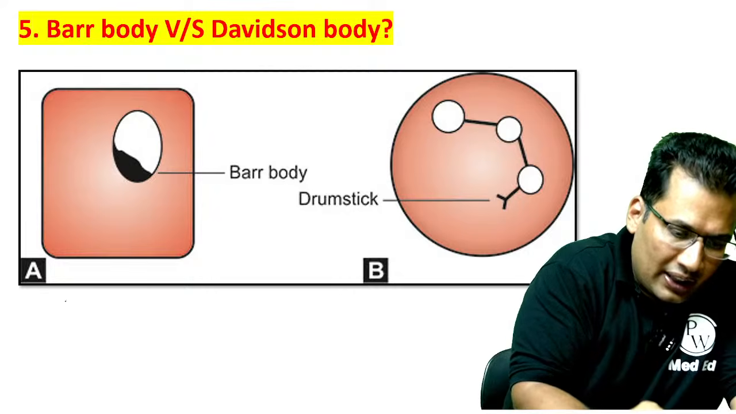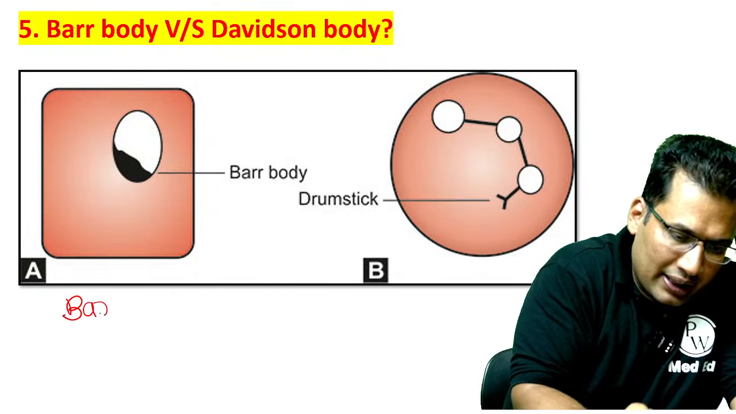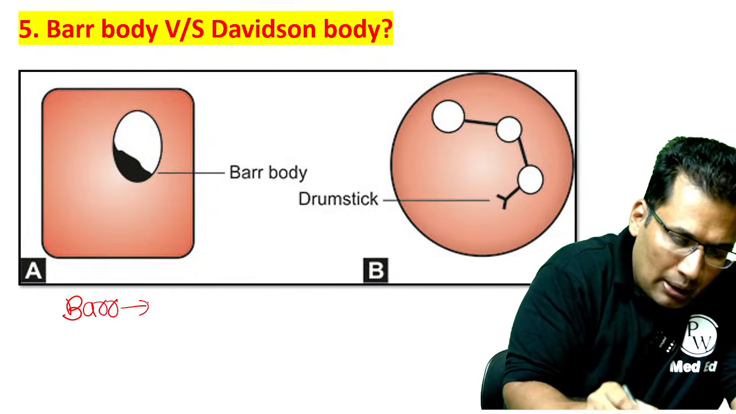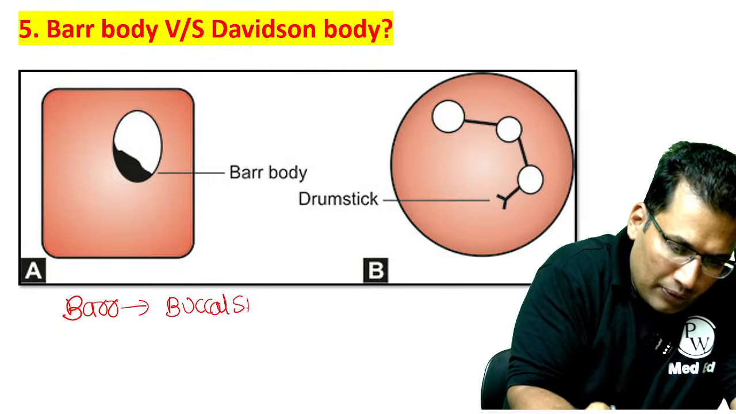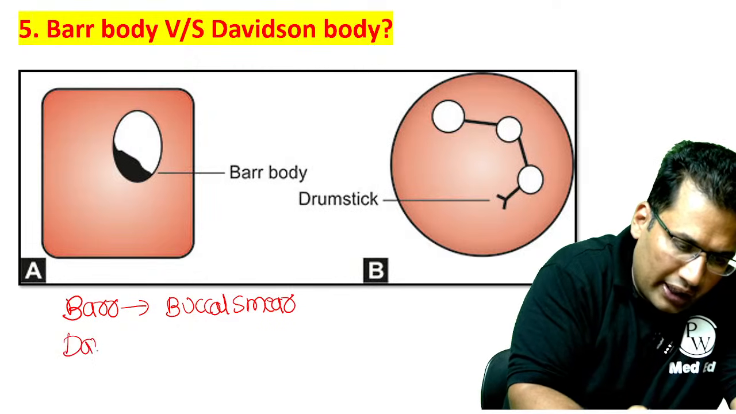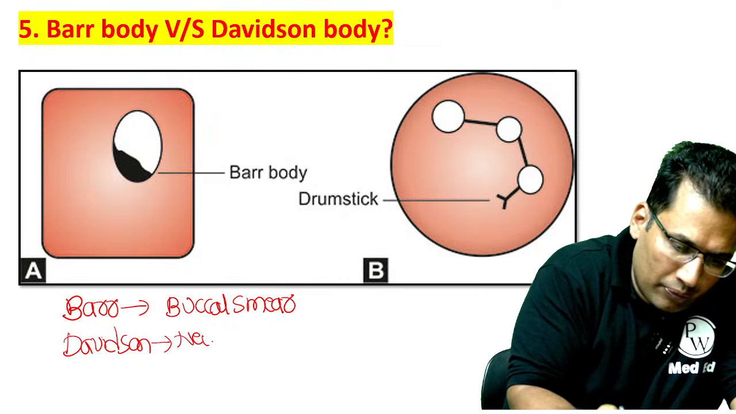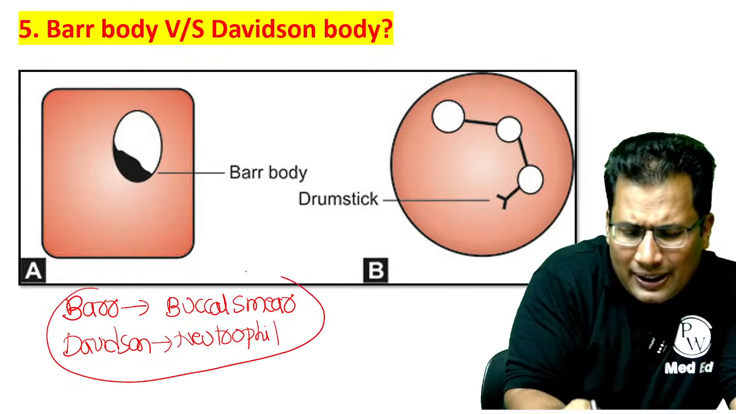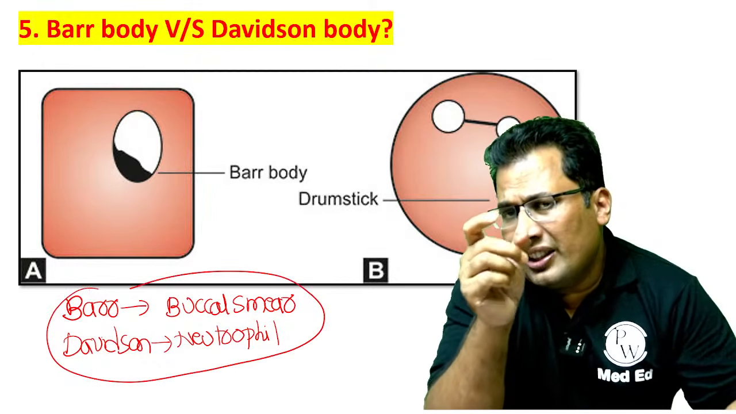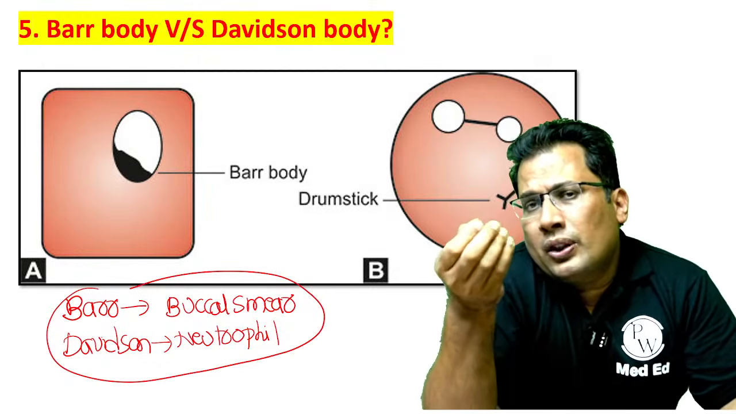So just write in the Barr body. Barr body is seen in, where is it seen? Buccal smear. Write buccal smear. Where is Davidson body seen, tell me. In neutrophils. Davidson body is basically a drumstick body which is attached to the lobe of the neutrophil.